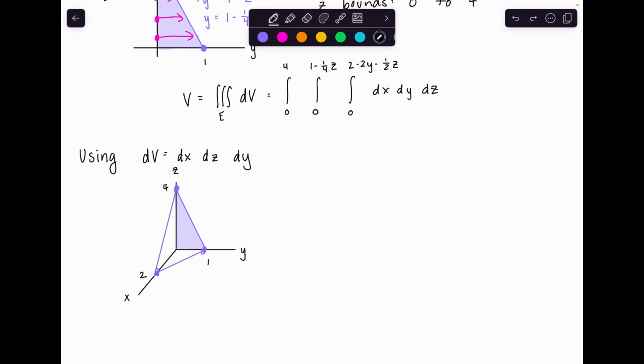So if I want to go ahead and find my x bounds, it's always going to start in the YZ plane and go out to the edge of this plane. So this is the equation. If I solve for x, we'd have to subtract all of those things and divide by 2. And we just did that. It's 2 minus 2y minus a half z. So the x bounds are still the same, 0 to this plane.